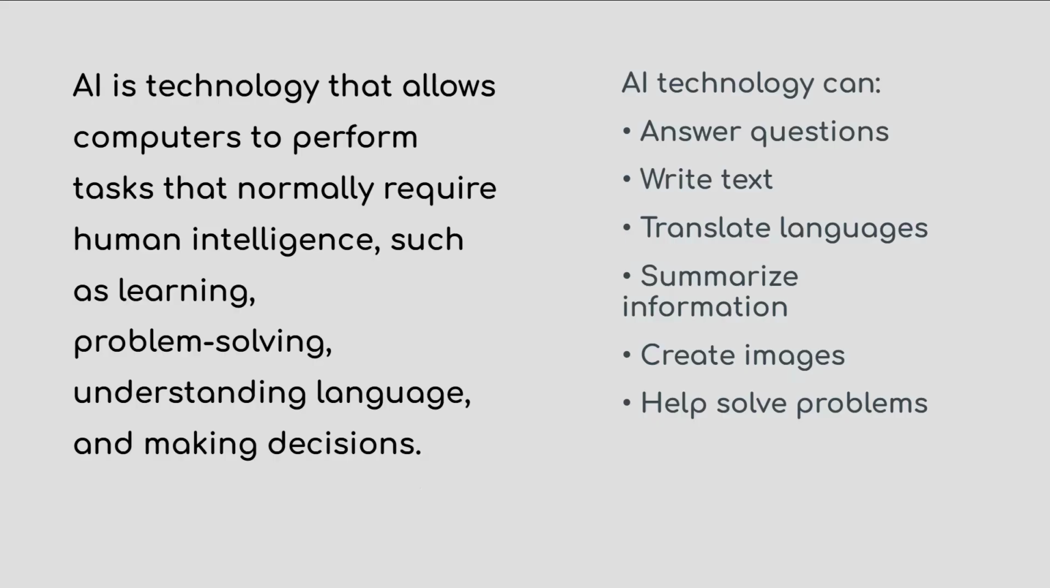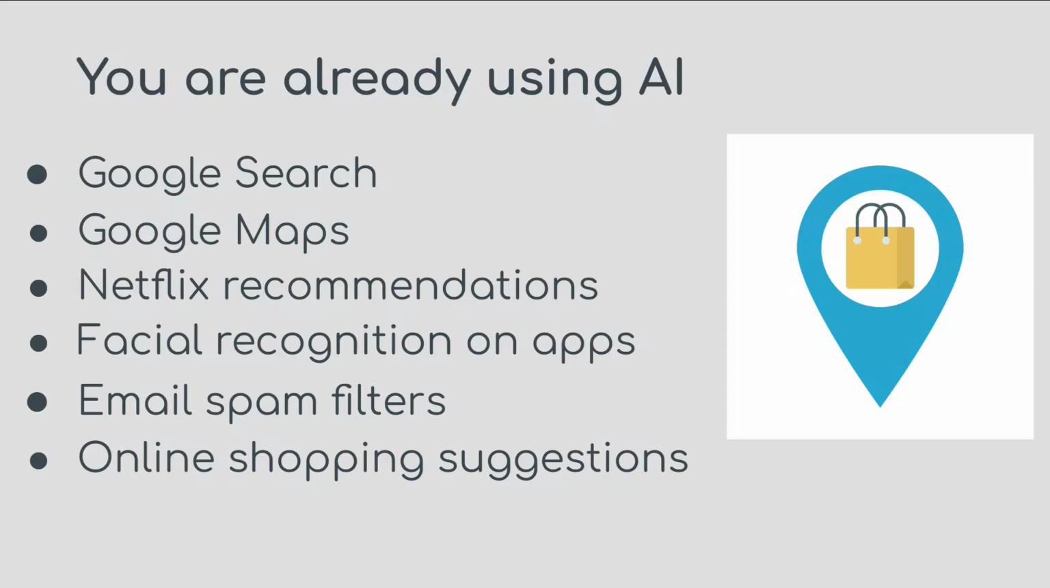Now, AI can do a lot of things, but it doesn't mean that AI doesn't make mistakes, and that's based on the data. Now, you are actually already using AI. So if you have done a Google search before, you might see an artificial intelligence or an AI summary of what you have searched for at the top of your search result.